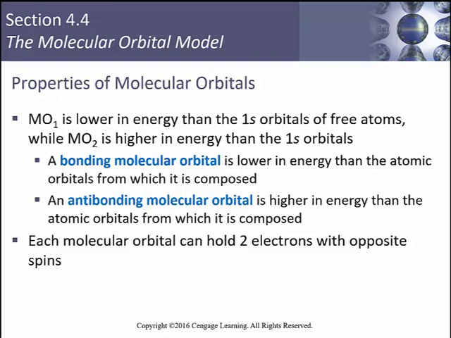A bonding molecular orbital is going to be lower energy than the atomic orbitals, so you can imagine those electrons as running downhill into that lower energy state, which is that bonding orbital that says, hey, I want to be occupying space in between my two atoms. If I'm in between my two nuclei, I've got a bond. I'm sharing electron density between the two. So that's how our bond is forming. Our antibonding molecular orbital is higher in energy than the atomic orbitals from which it was composed. Each molecular orbital can hold two electrons with opposite spins.